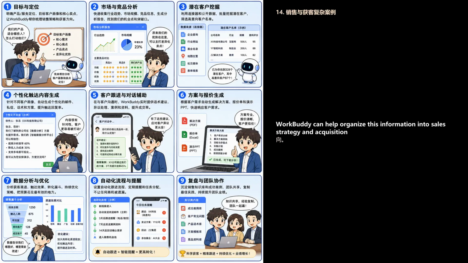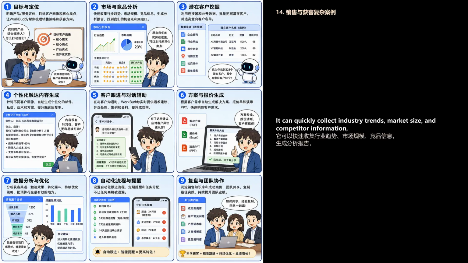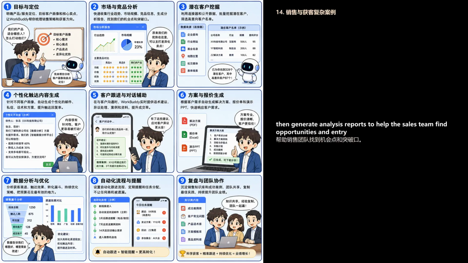The second step is market and competitor analysis. It can quickly collect industry trends, market size, and competitor information. Then generate analysis reports to help the sales team find opportunities and entry points. For example, it may reveal where our advantage is and which differentiated selling point should be emphasized.